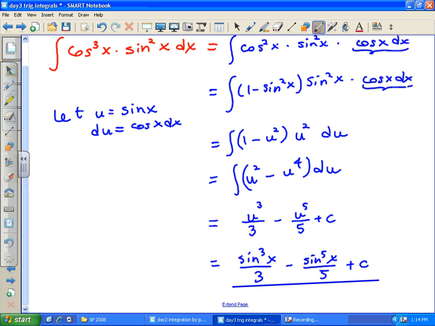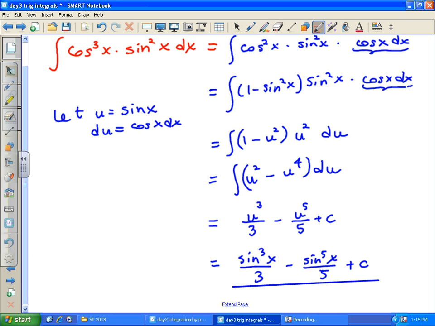You know, in the beginning I could certainly split sine squared, sine times sine, and one of them I could separate as sine x dx being my du. But what would be the problem with that? Does anybody see a problem with that approach? There'll be an extra sine x.